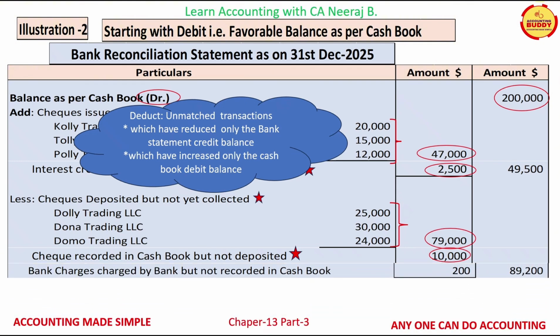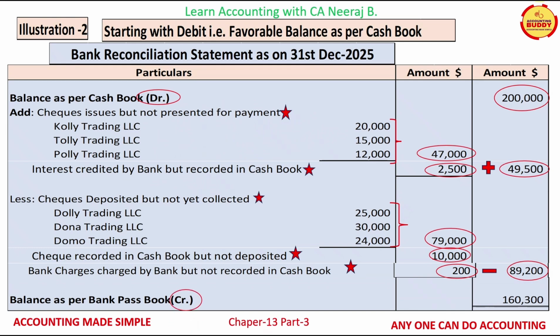Further, bank charges charged by the bank but not recorded in the cash book, amounting to $200, will also be deducted from the cash book balance. Now, if in the $200,000 debit balance as per the cash book, the unmatched transactions of $49,500 are added and unmatched transactions of $89,200 are subtracted, we will get the credit balance as per bank statement of $160,300. That completes the process of preparation of the bank reconciliation.